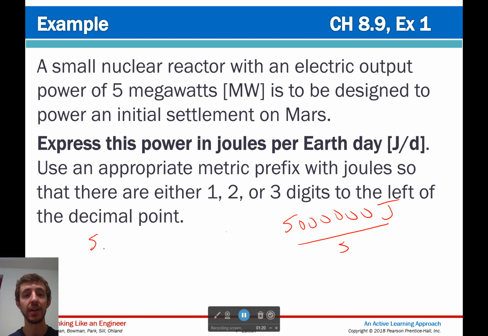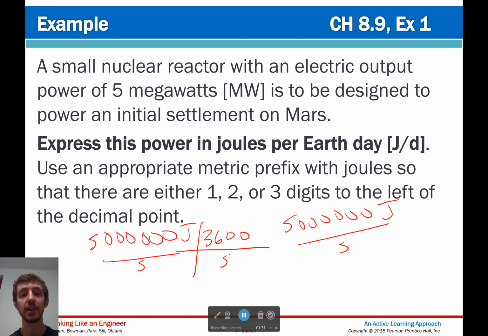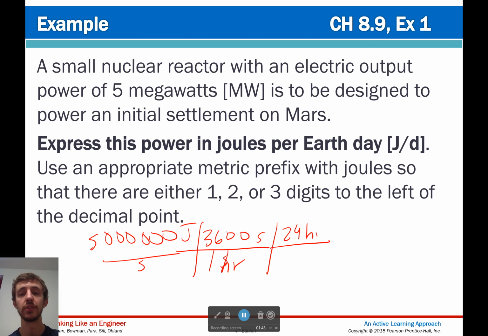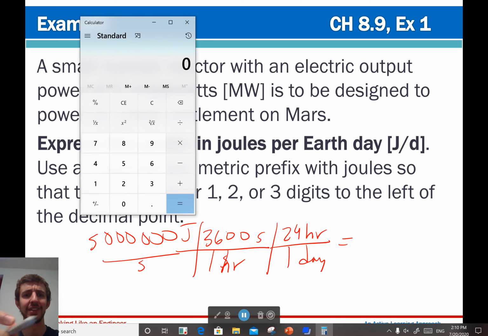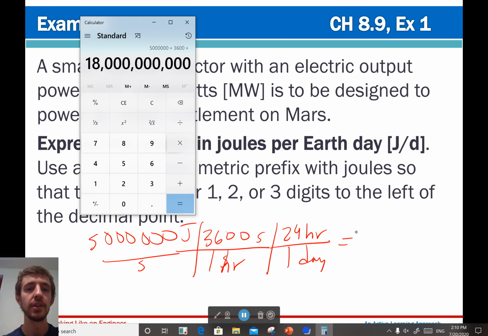So 5 million, 1, 2, 3, 4, 5, 6 zeros, joules over seconds. First conversion is going to be from seconds to hours, so 3,600 seconds in 1 hour. And the second conversion is going to be from hours to days, and there are 24 hours in 1 Earth day. Okay. Now if I plug all this in, let's do it. So 5, 6 zeros, times 3,600. Good so far. Times 24.